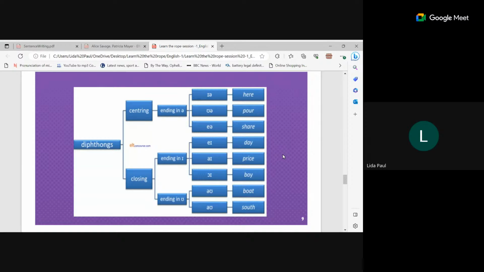So total 8, right? 8 diphthongs: ear, oor, air, a, I, oi, o, and ow. Okay. So just look at them and have examples ready for each of these so that you don't go wrong with this.